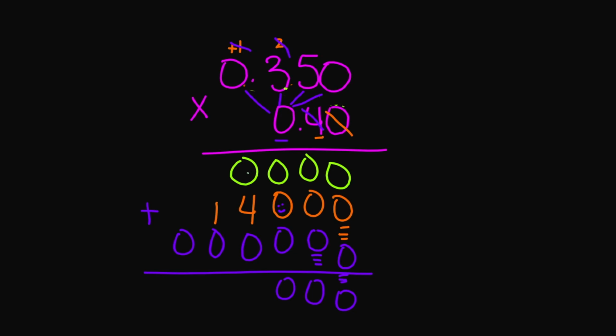And then 0 plus 4 plus 0 is 4. 0 plus 1 plus 0 is 1. Zeros here plus zeros plus 0 again. That's going to be 0. Now we're going to tally up our decimal places. So this is going to be 3 decimal places. This is 2 decimal places. Total is going to be 5.